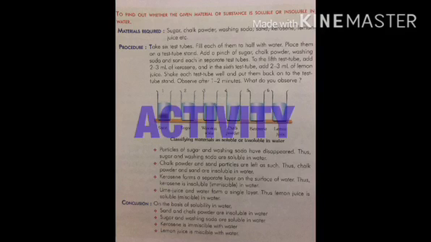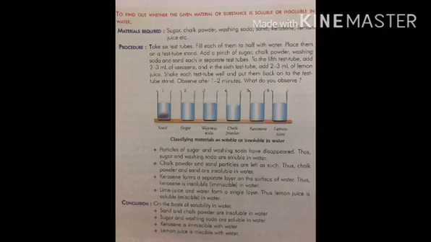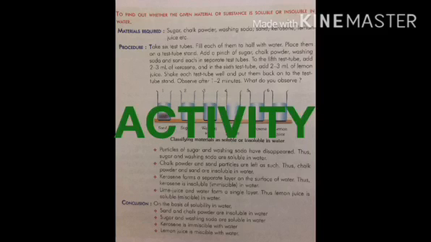To the fifth test tube, add 2-3 ml of kerosene, and in the sixth test tube add 2-3 ml of lemon juice. Shake each test tube well and put them back on the test tube stand. Observe after 1-2 minutes. What do you observe?